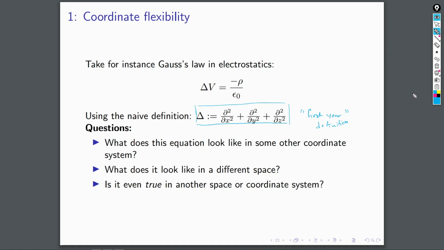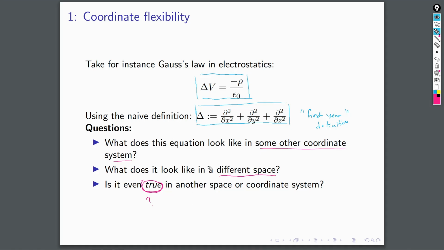And the relevance of this is that we have Gauss's law in electrostatics, that the Laplacian of the electrical potential is the negative charge density over the electric permittivity, okay? But we only know the definition of this Laplacian in these standard coordinates. So we ask ourselves, what does this equation look like in some other coordinate system? Or indeed in some other space? What if it's not R3? What if we're working in some curved surface, or space?